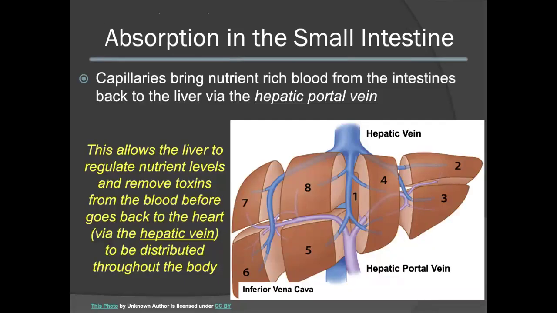Capillaries bring this nutrient-rich blood from the intestines back to the liver via the hepatic portal vein. This allows the liver to regulate nutrient levels and also to detoxify any toxins from the blood before it goes back to the heart via the hepatic vein. After it reaches the heart, it will then be distributed throughout the rest of the body.